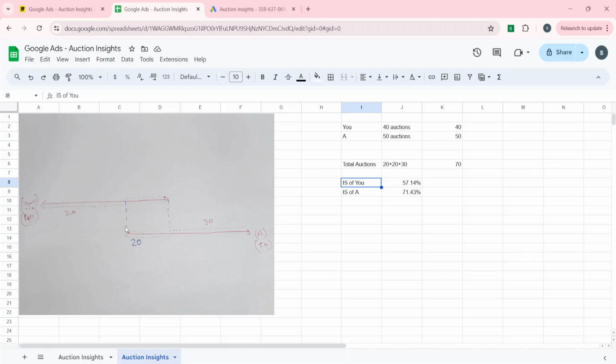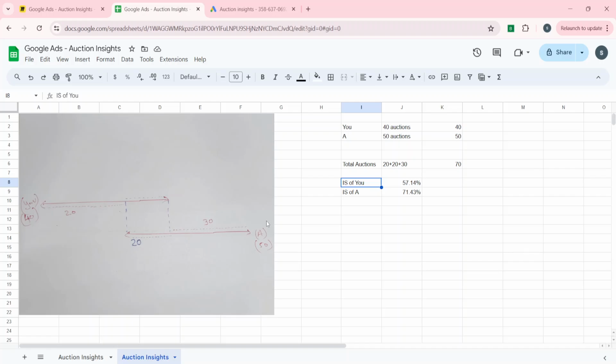But here in these 20 auctions there is competition. Either you have to win or advertiser A has to win. Okay, or there is a third chance of both winning. Either you show your ads or advertiser A shows his ads, or the third case is both, you both show ads. You are getting me right?